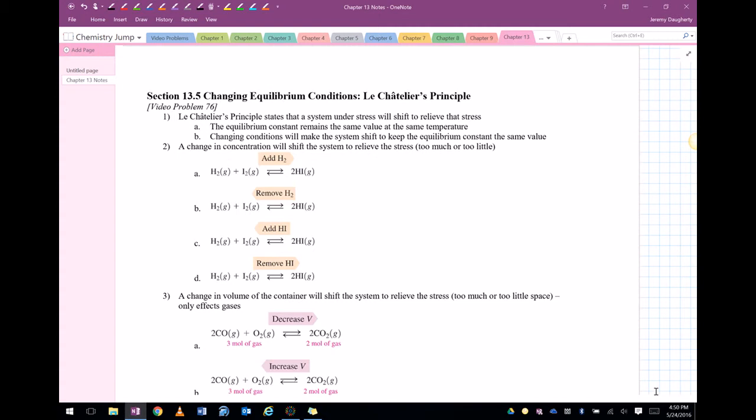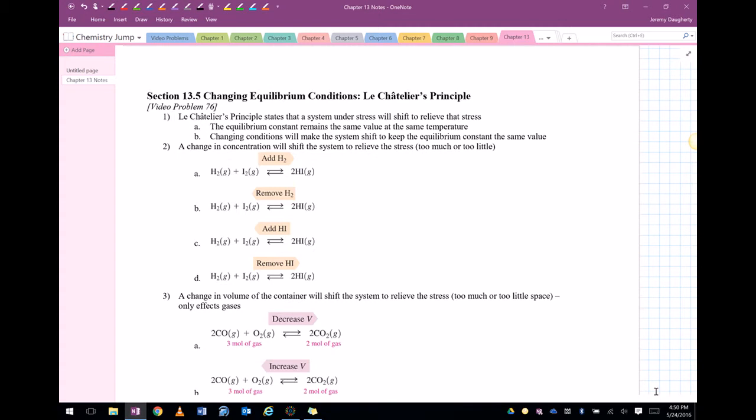13.5, changing equilibrium conditions, Le Chatelier's principle, my favorite principle. So what we have is a system that has reached equilibrium. It's in equilibrium, the concentrations aren't changing anymore, or the pressure, if we're talking about gases, the partial pressure isn't changing anymore. And then we do something to it to make the reaction shift either towards the reactants or the products.